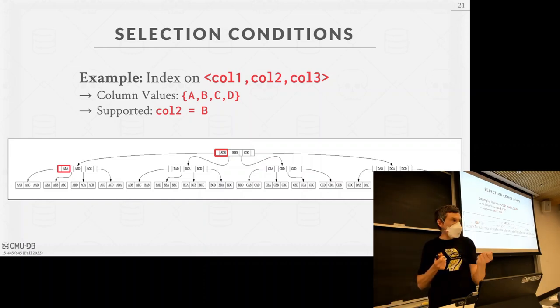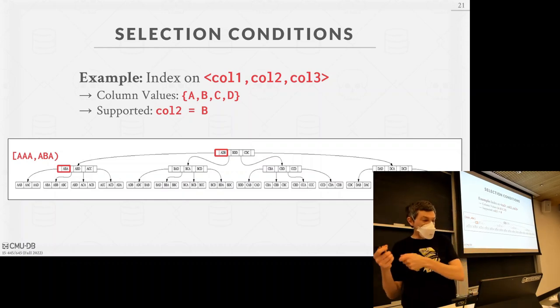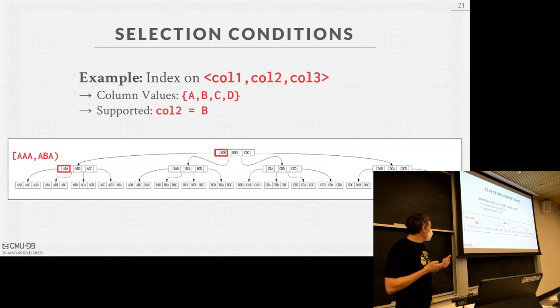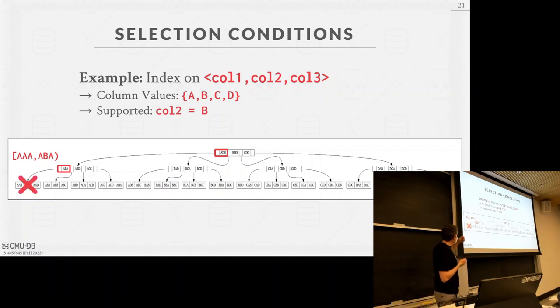So I just go down to the next level, and I would do my lookup here. Now I'm trying to find where AAA inclusive up to ABA exclusive. And that would tell me that it could never be anything down here, because I'm trying to find where column 2 equals B. So therefore, I don't need to look down here. But for this one here, since I do have something with the B in the second column, I do need to look at this one.